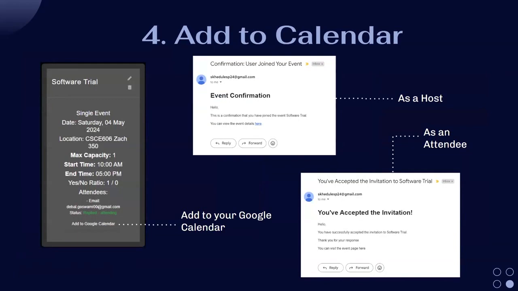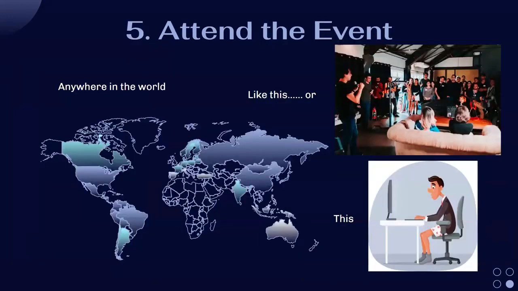And this is where you can add the Google Calendar. So after you accept the event, it'll redirect you to the event on another page, and you can actually add it to your Google Calendar. And then last but not least, actually attending the event, which is totally up to the host whether they want to create it as a virtual or an in-person event.